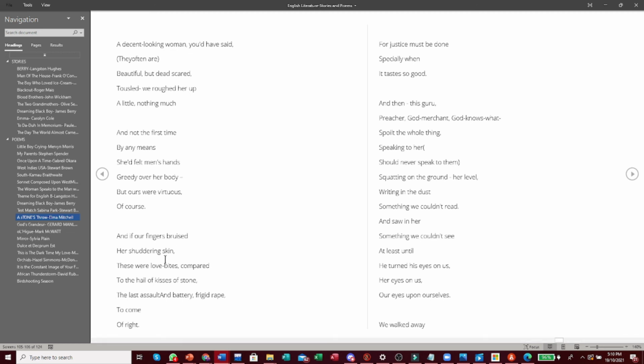And if our fingers bruised her shuddering skin, these were love bites compared to the hail of kisses of stone. Beautiful metaphor. The hail of kisses of stone, the last assault and battery, frigid rape to come. They're gonna rape her with stones. They plan to do so many terrible things to this woman. And it continues, saying, "For justice was it done, especially when it tastes so good." And that also shows you the desire there.